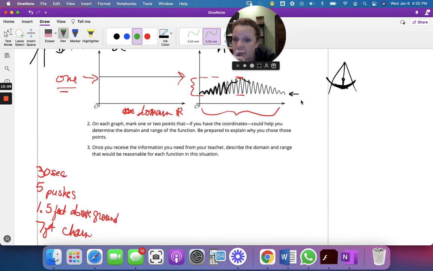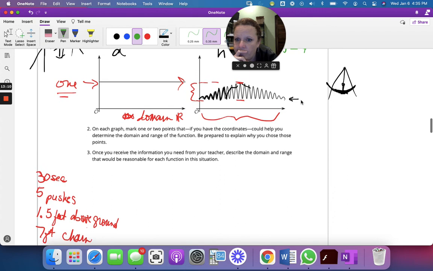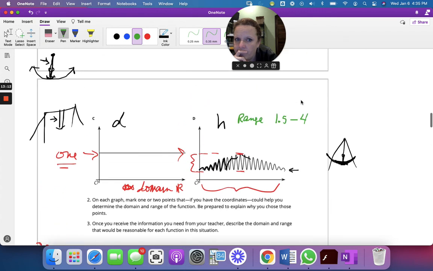So the 7 foot long chain, 1.5 feet above the ground. Why would that be 4? Because it's just reasonable. So this being 1.5 is given in our information, but this right here is just reasonably 4. Okay?